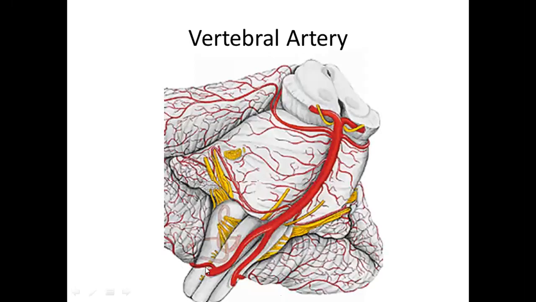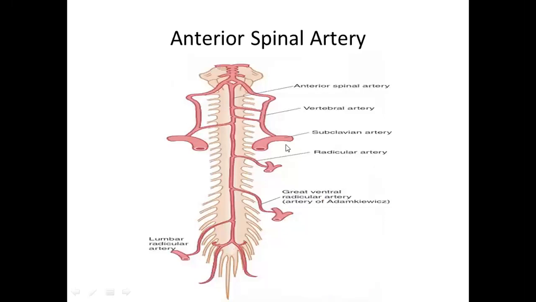After entering the skull, the vertebral artery on one side and the other vertebral artery on the other side pass on the medulla oblongata to join each other at its upper end, forming the basilar artery. Here we see the subclavian. What is this? This is the vertebral.